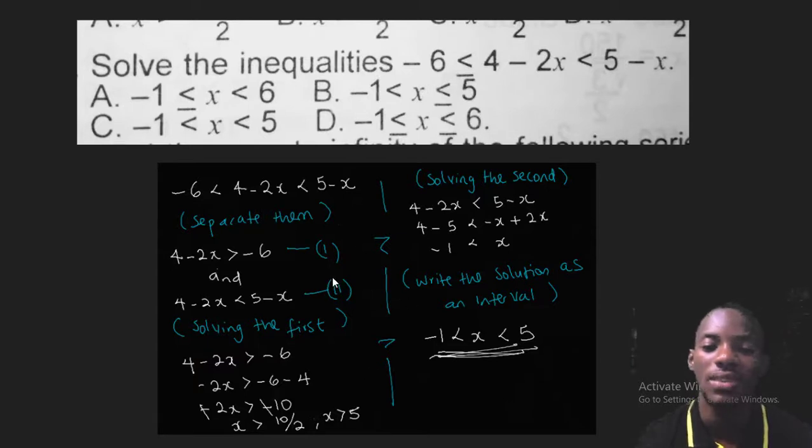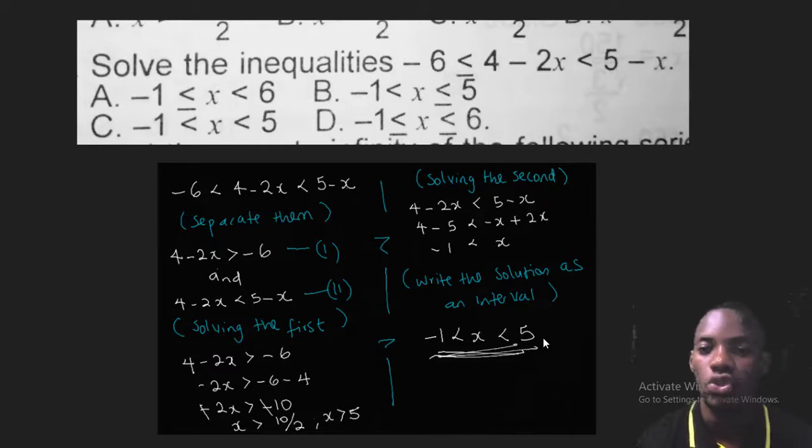Now the next one is actually the second one. So let's do that. I have 4 minus 2s is less than 5 minus x. Collecting like terms, I'll be having 4 here. The 5 will move to this side, it will become minus 5. Then minus x, the minus 2 will become plus 2. So I have 4 minus 5 is minus 1 is less than x, and that's what I have here. So my answer is now between minus 1 and 5. That will become minus 1 is less than x is less than 5.